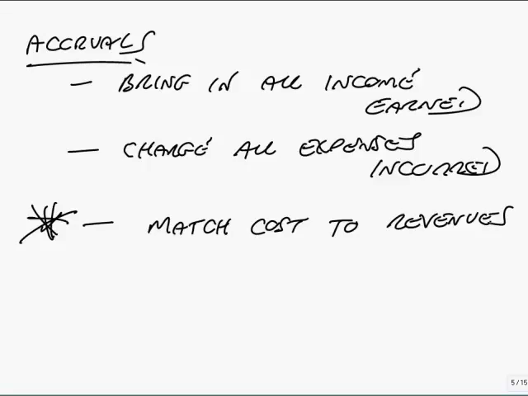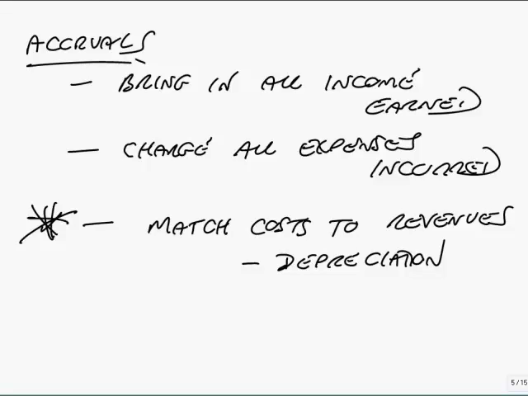Now what I mean by that, match costs to revenues, is depreciation. That's the best example of the accruals concept. You see, if I spend 20,000 on a machine, why don't we just have 20,000 expense this year? It's because if that machine is going to last 10 years, if it's going to earn me income for 10 years, then we'll spread the cost over 10 years. And how do we do it?